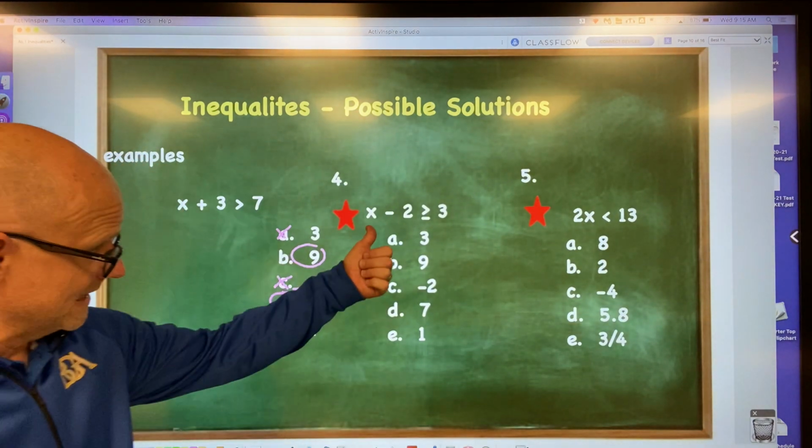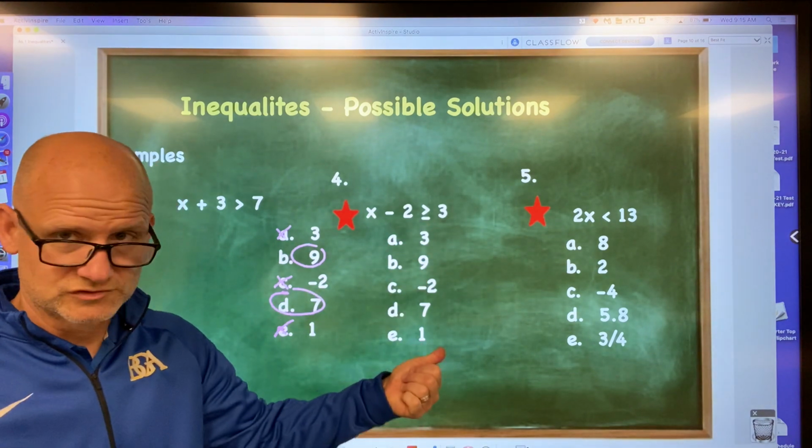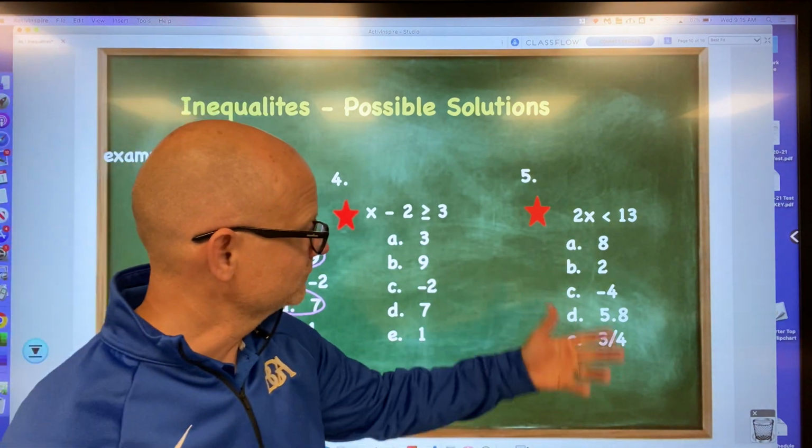Again, this one says X minus 2 is greater than or equal to 3. So which of these would work? You would circle, write them down, and then likewise for number 5.